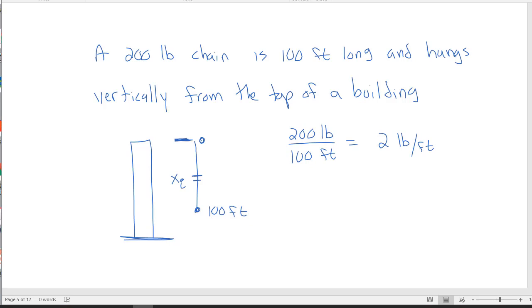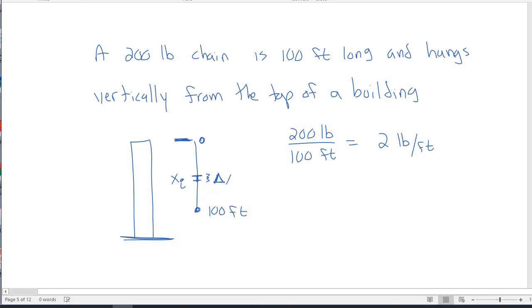Now, if I cut this chain into segments, let's say this segment of chain that I cut here is 1 foot. So if I have 1 foot of chain, this chunk of chain weighs 2 pounds. If what I cut here is 5 feet, then I have 2 pounds for each of 5 feet. So I'm going to have 10 pounds of chain there.